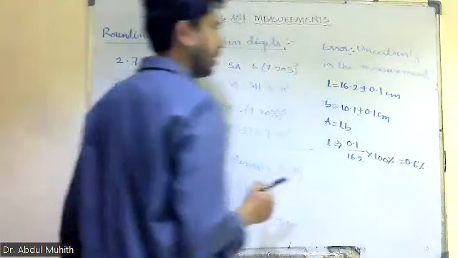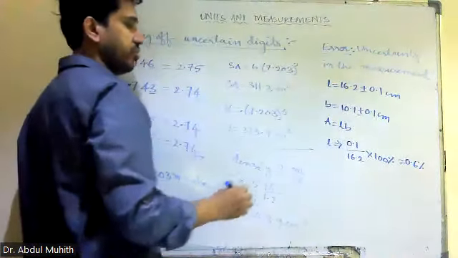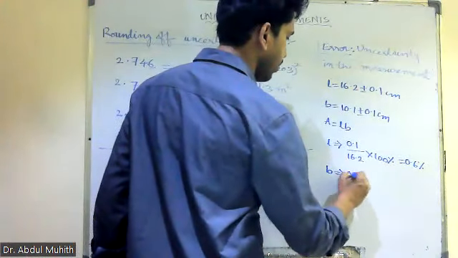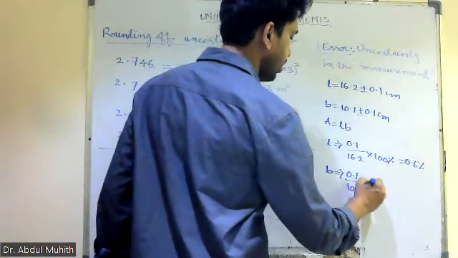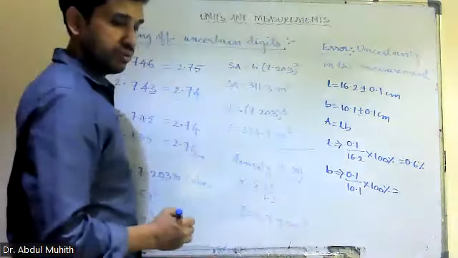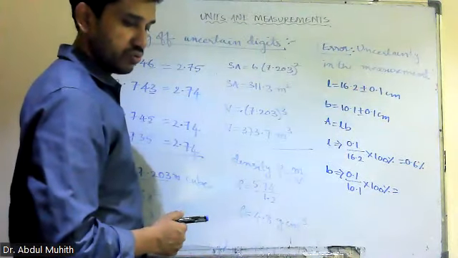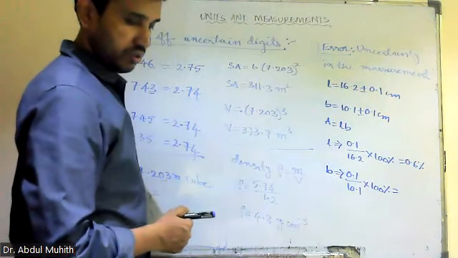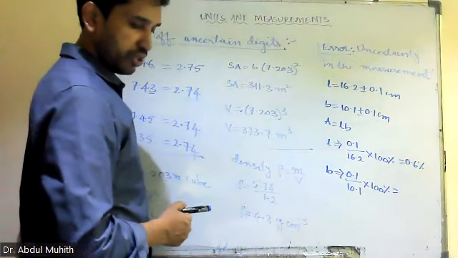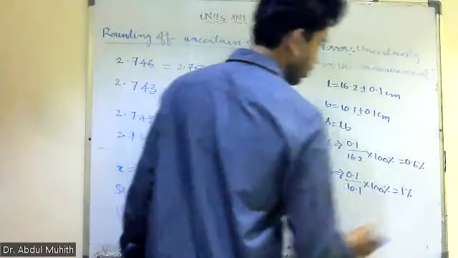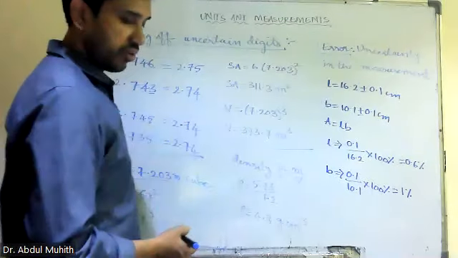Is it clear? Just take the error by its value. Similarly, for width also, we do the same way. 0.1 divided by 10.1 into 100%. What do we get now? That is equal to 1%. Okay.